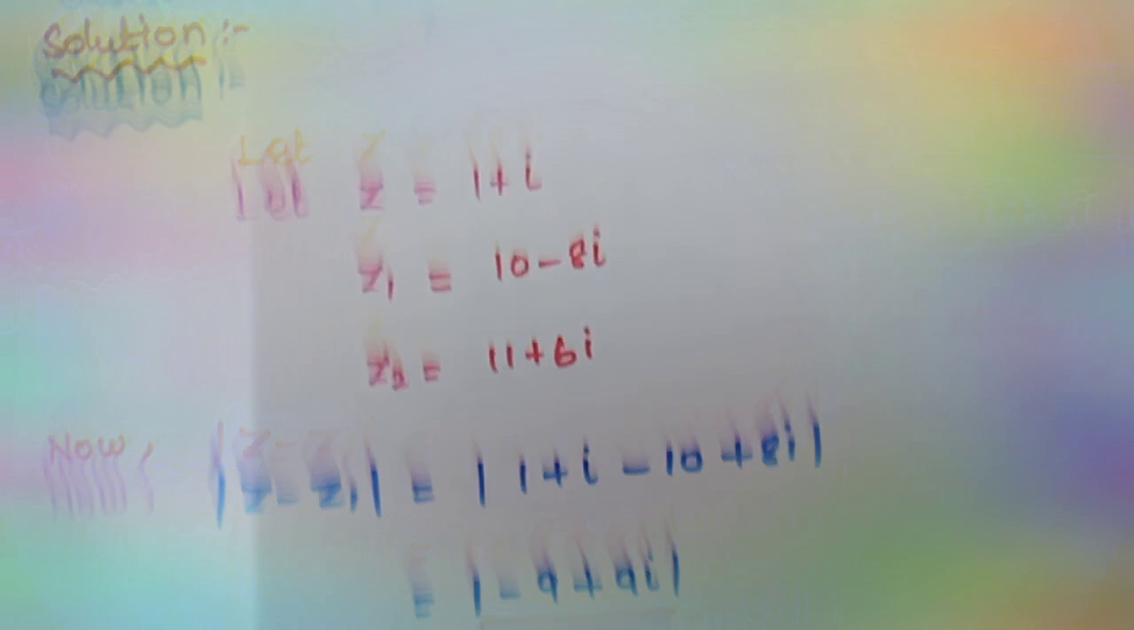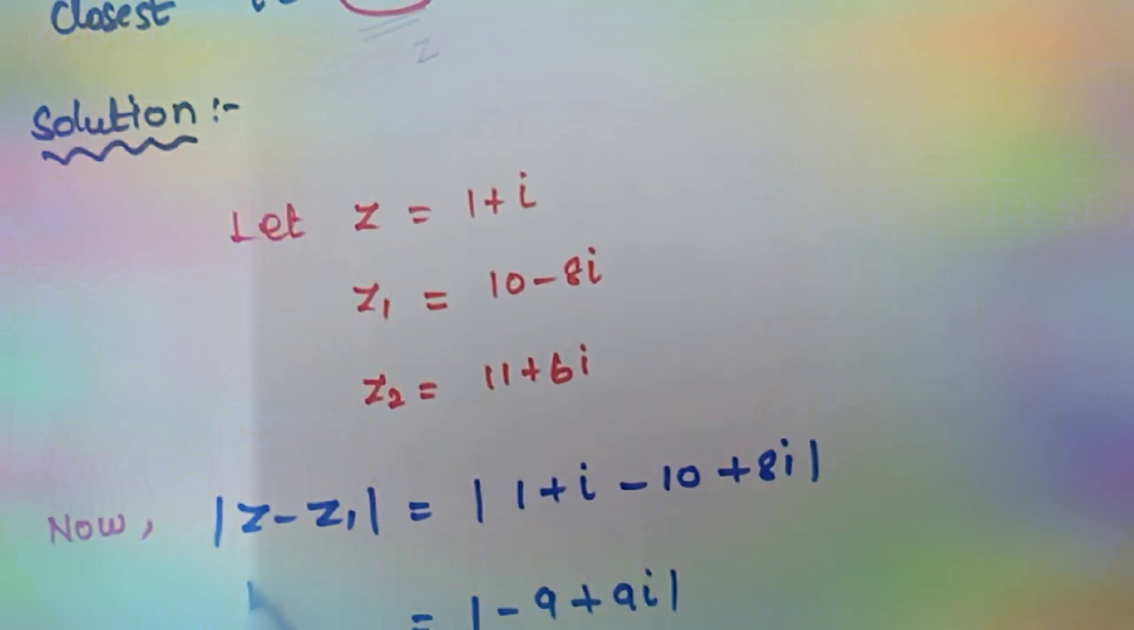Okay. So now we have to calculate modulus of z minus z1. We already know that z equals 1 plus i. Minus z1 means minus 10 plus 8i. So first we add the real parts and then the imaginary parts. We get the answer minus 9 plus 9i. Modulus value means root of real part square plus imaginary part square. So we have the answer root 162.